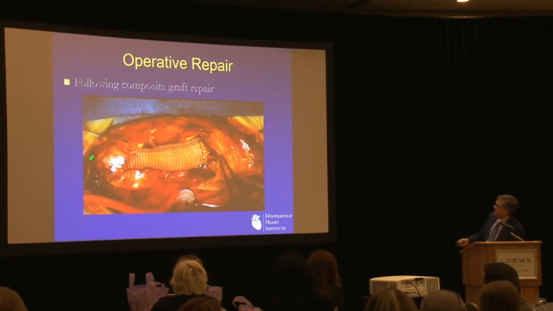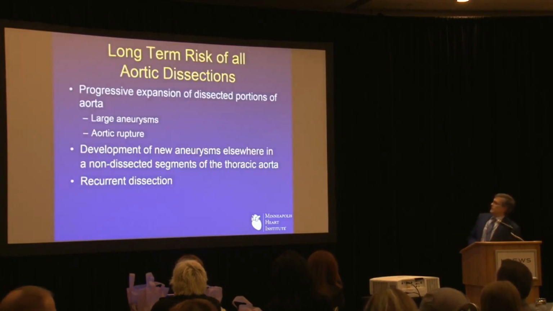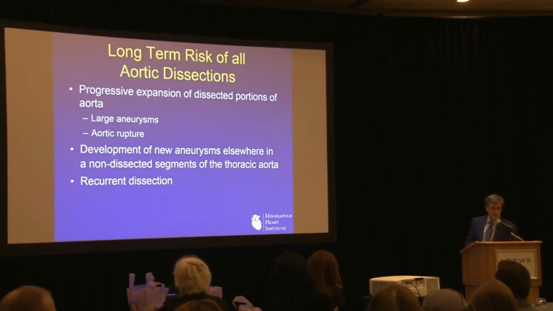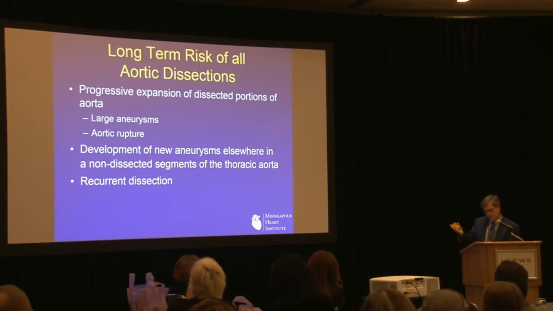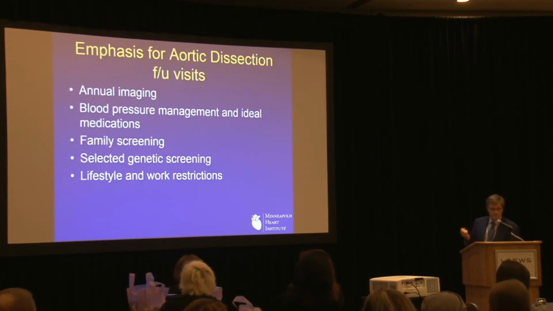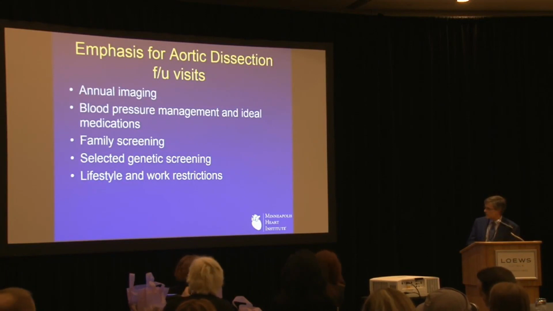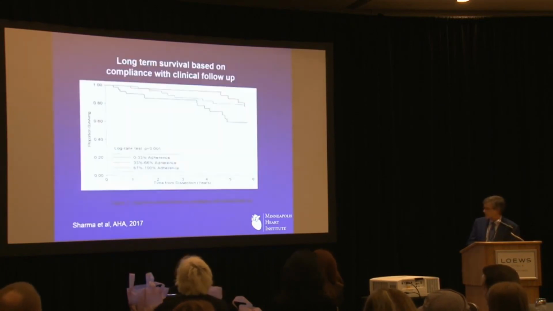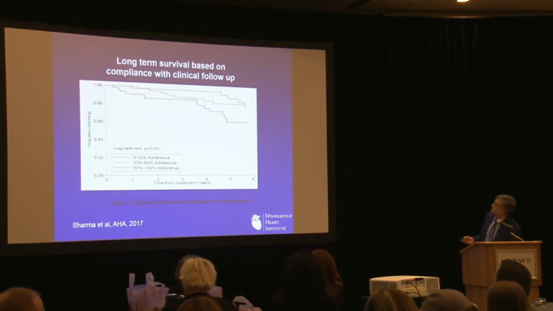This is the head over here, the heart's over here, and this is the graft in the ascending aorta. But anybody that's had a dissection is at risk for future enlargement. You can have development of aneurysms distal to the area that's been fixed. So we do feel it's important that the patients come back for annual imaging. We obviously want to keep track of their blood pressure and do genetic screening where appropriate, and family screening, and talk to them about lifestyle and work restrictions. And this shows why that's important.